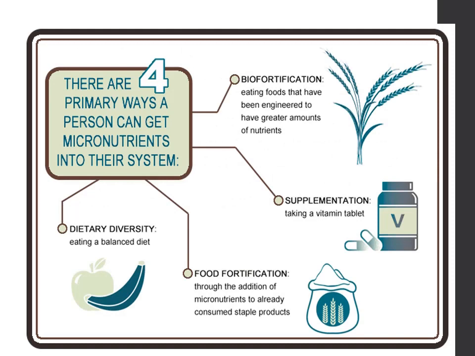There are four primary ways a person can get micronutrients in their system. The first one is biofortification, by eating foods that have been engineered to have a greater amount of nutrients. The second is dietary diversity. It means eating a balanced diet. The third one is food fortification through the addition of micronutrients to already consumed staple products. The fourth one is supplementation, taking a vitamin tablet.